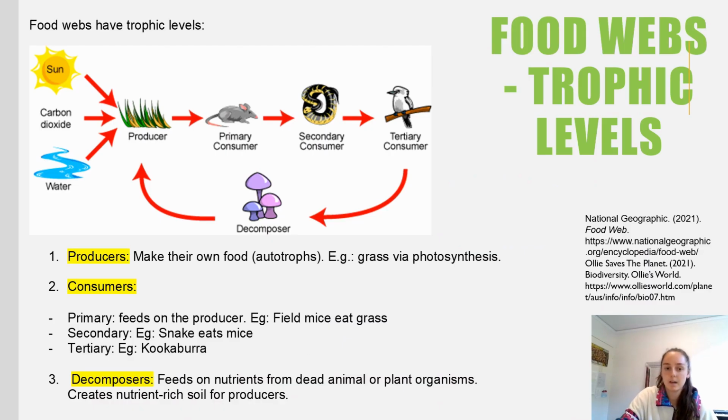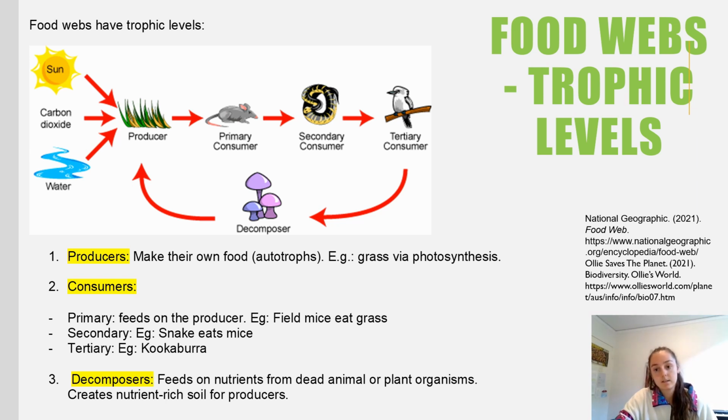Food webs are basically an order of trophic levels. The first trophic level is producers. In this picture, that's grass, and they make their own food. For example, grass here makes its food by photosynthesis, which is a process of turning light energy, which you can see in the diagram, using carbon dioxide and water to make glucose or sugar.